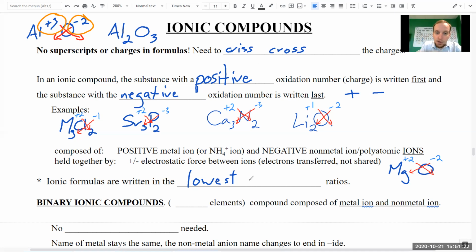I need to say that. Lowest possible ratio. Okay. That again is only true for ionics, not for covalents. All right, so in a binary ionic compound, binary of course just means 2. You're only going to have 2 elements. Okay, this is not going to include polyatomics where you have more than 2. They're going to be composed of a metal ion and a non-metal ion, of course, and we are going to have no prefixes. So no monos, no dis, no tris, no tetras, no pentas. You guys get the idea, okay? We're not going to use any of those.